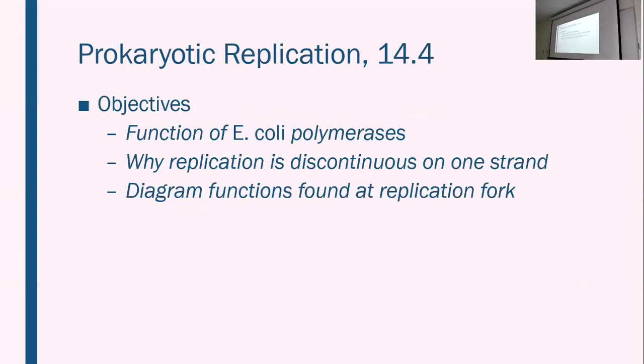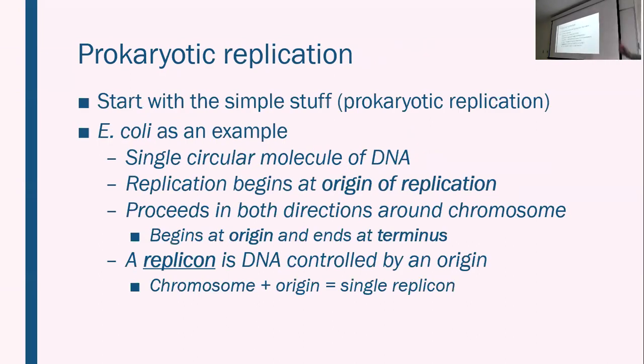All right. So we're going to walk through DNA replication in prokaryotes because it's easier. Eukaryotes, as always, are a bit more complicated. So we're talking about polymerases. We're going to talk about discontinuous polymerization. And then we're going to talk about the replication fork, most of which will make sense once we see a picture of it. So simple stuff.